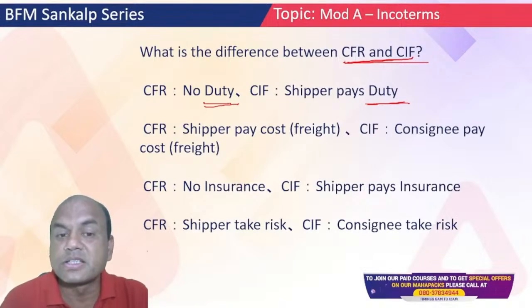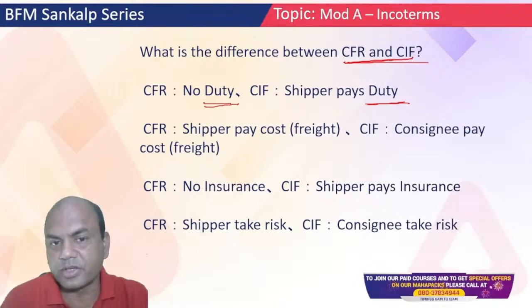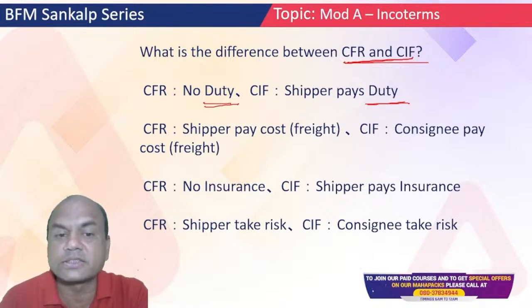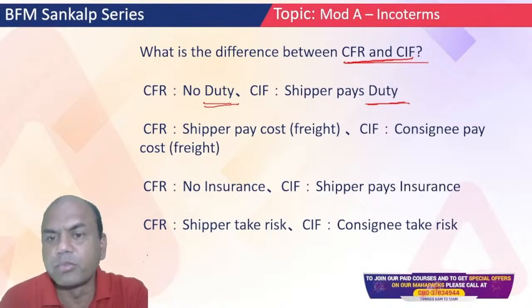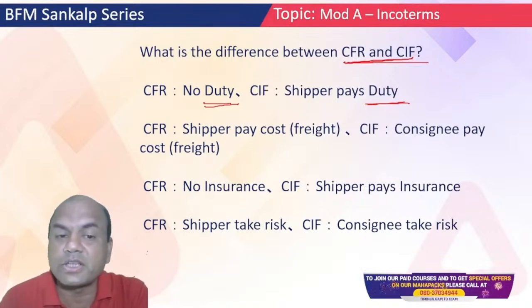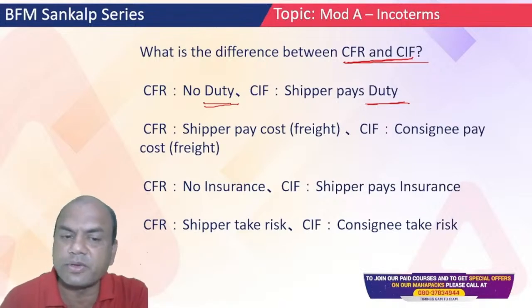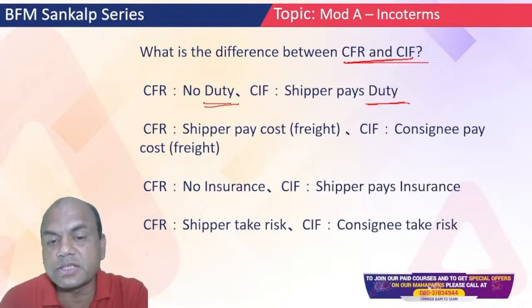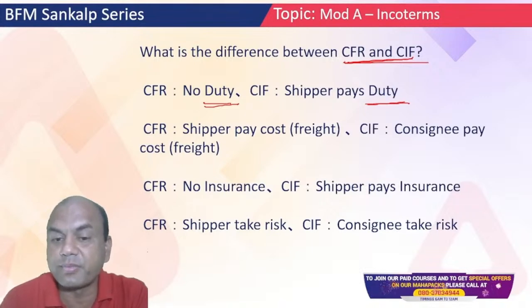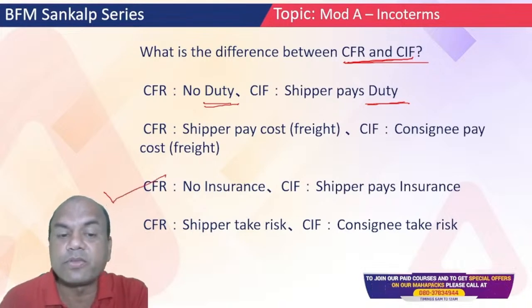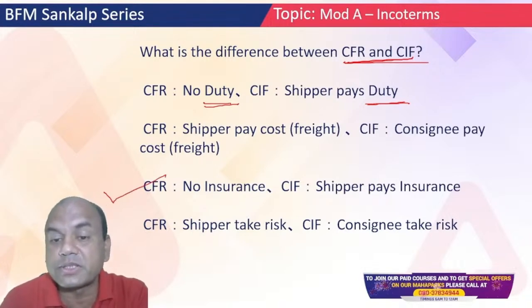Shipper means the shipping company, or in fact the seller. Nothing like this. In both CFR, cost and freight, and CIF, the seller pays the freight. CFR, no insurance, and CIF, the shipper pays the insurance, meaning the seller, the exporter. Now this is right.